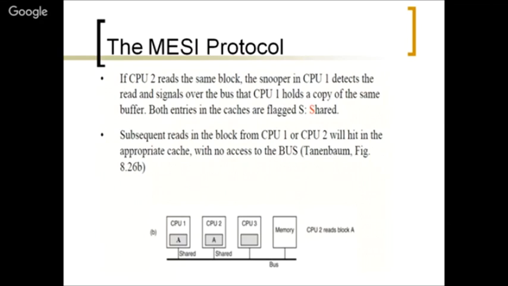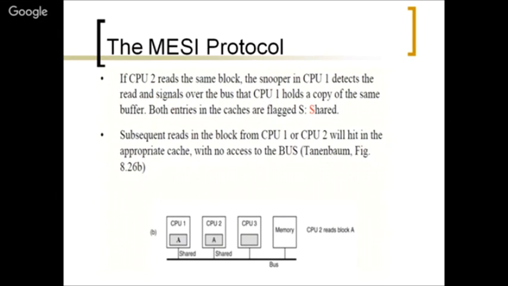I'm not talking only about CPU 2; any CPU in the system can read that, because it is connected to the buses. All the buses are shared by all the processors, right? So CPU 1 holds a copy of the same block, and both entries in the caches are made shared.